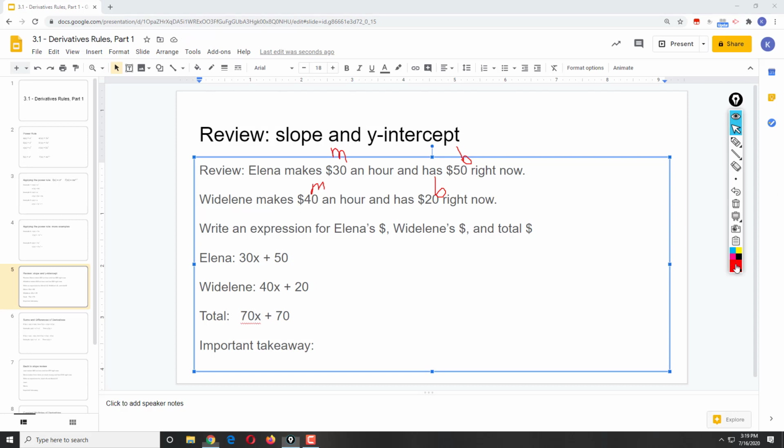So the key takeaway is we see that if the slope of the first function, really this is an expression for now, but we can write it as a function, is 30, and the slope of the second one is 40, then the slope of the total function is just 30 plus 40. The slope of the total is the total of each slope. Okay.